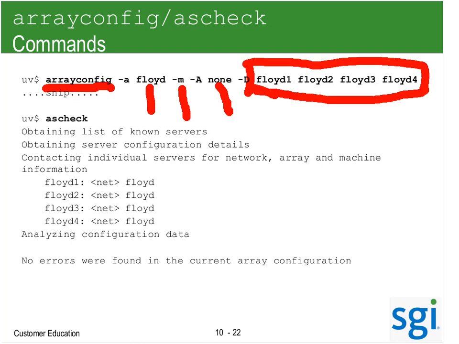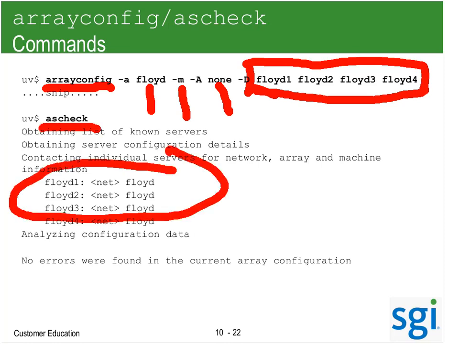And I'm going to go through this live, but there's a whole bunch of output that I snipped. When I was done, I did an AS check, and I see that everything is okay. No errors were found. We okay? Any questions?